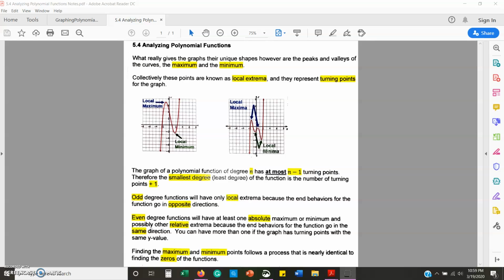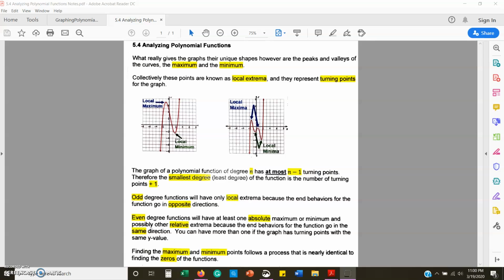Now, polynomial functions of whatever degree, so we'll say degree n, have at most n minus 1 turning points. So if it's a third degree function, a cubic function, it has at most 2 turning points. It could have less, but that's the most that it will have. So our first example graph over here has 2 turning points. So that means the degree would be 3, or if the degree was 3, then at most it would have 2 turning points.